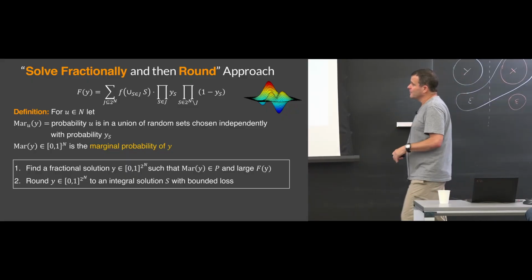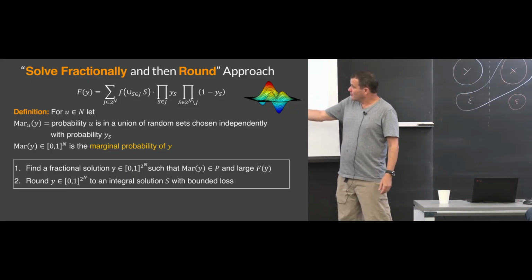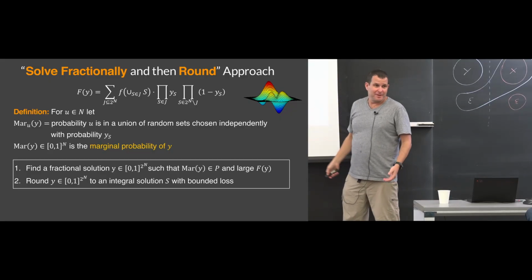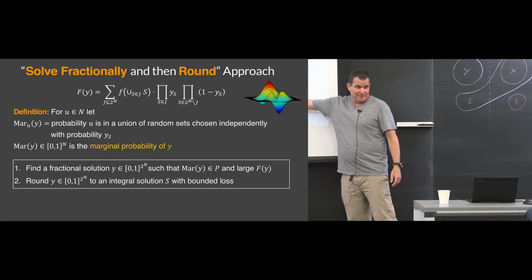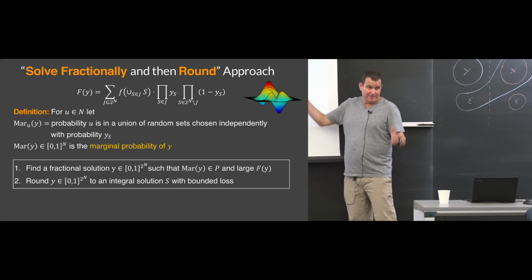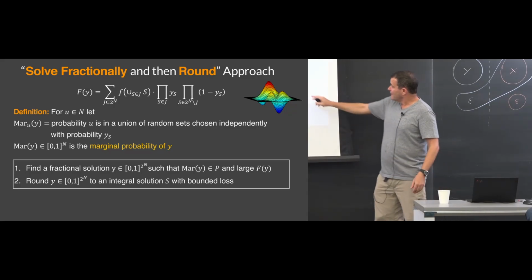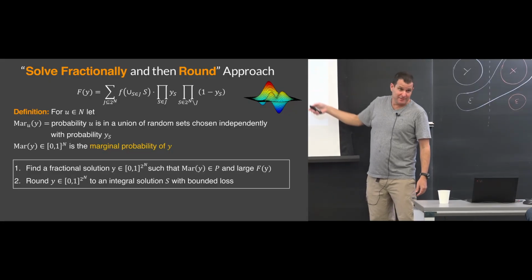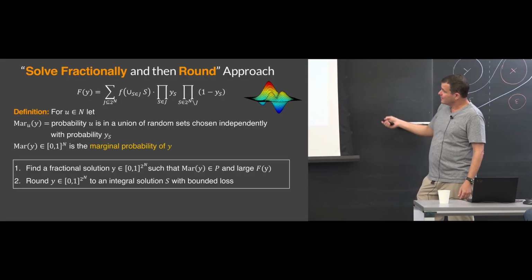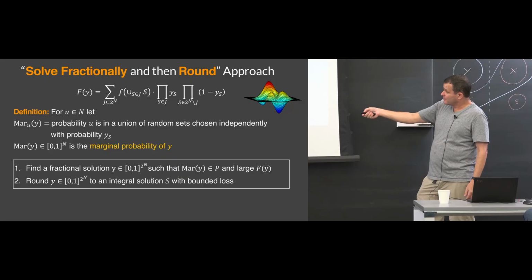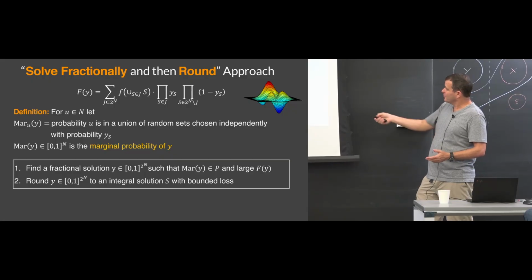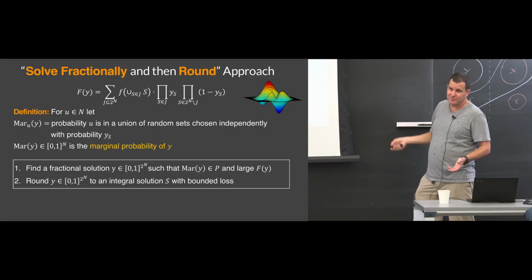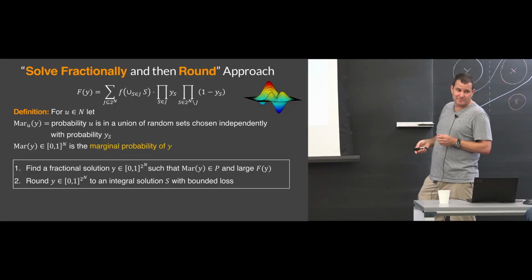What is solve fractionally and round? You're looking for a vector y of size 2 to the n, such that the marginal, the fractional vector, is in P, is feasible in your region. It has a large f of y, the extended extension, and then you want to round this y to a real subset and not lose too much. Right? So the main thing is that you want your marginal to be okay.